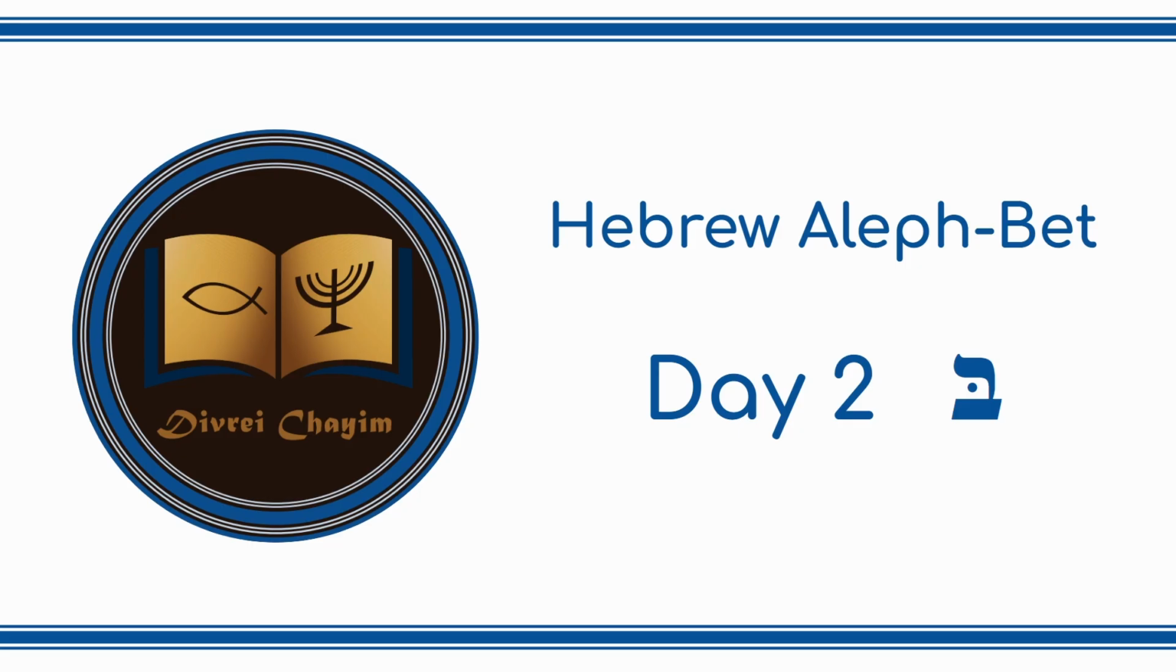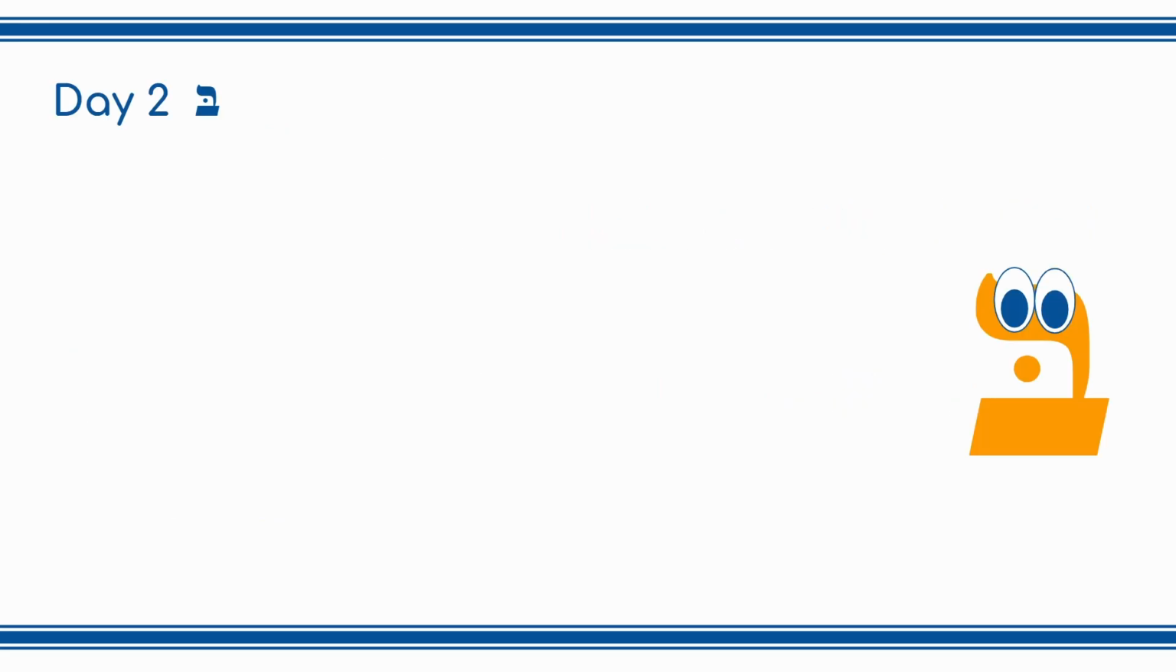Today's letter is the letter Bet. Bet makes a sound that is similar to the English letter B, as in boy, so it makes a B sound. But Bet also has a little secret. Bet has an alter ego, and his alter ego is Vet. Bet and Vet. So the letter Bet can make two sounds. It can make a B sound or a V sound.